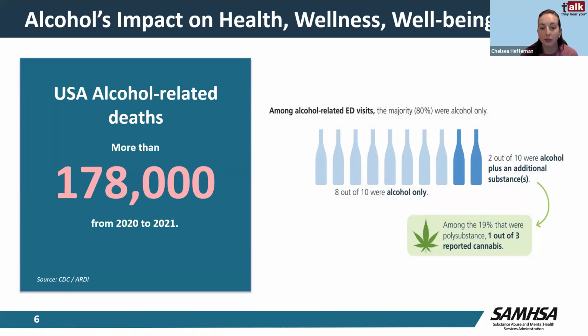Alcohol was the most prevalent substance involved in the visits, with twice the number of visits compared to opioids or cannabis. Ages 26 to 44 had the highest rate, with about 1,500 alcohol-related visits per 100,000 people. The most common diagnoses were related to intoxication and binge drinking. And among the alcohol-related visits, 80% were alcohol only, 20% involved a second substance, which was mostly cannabis. Again, shocking numbers.